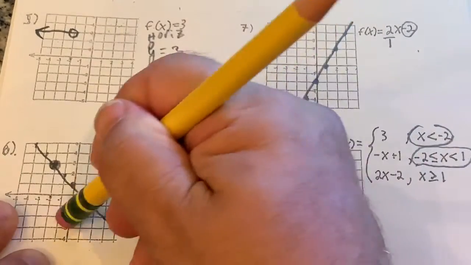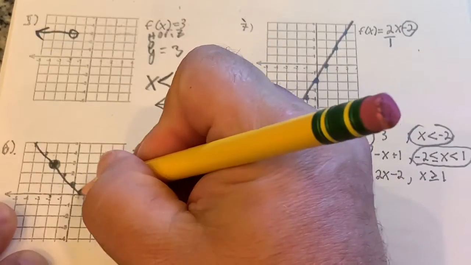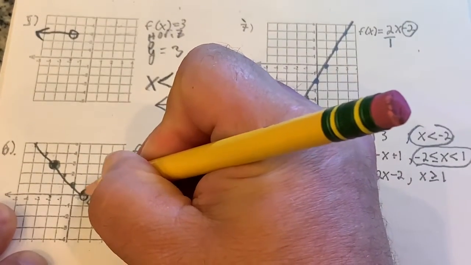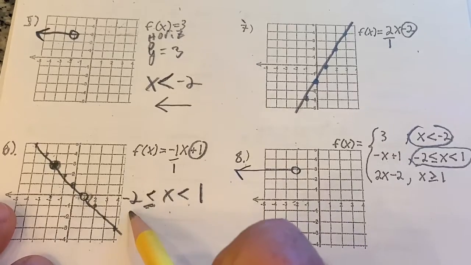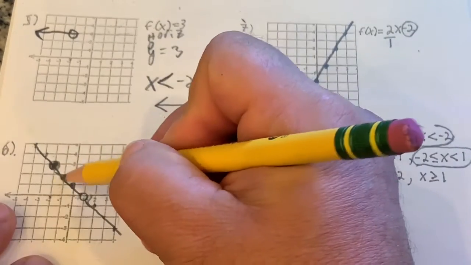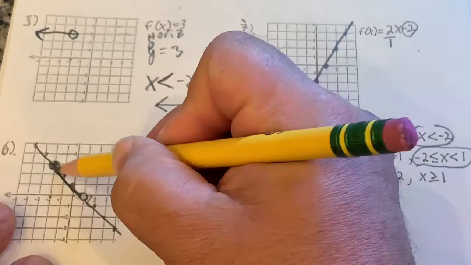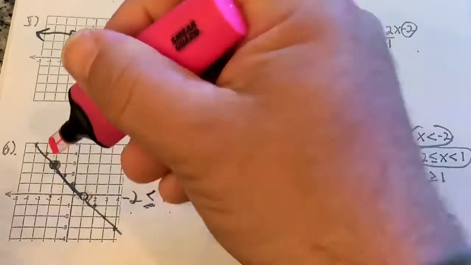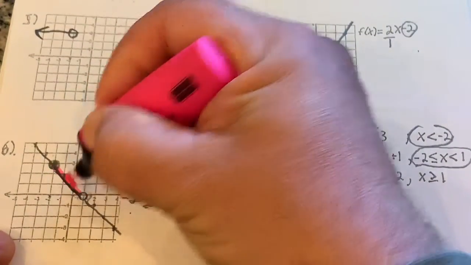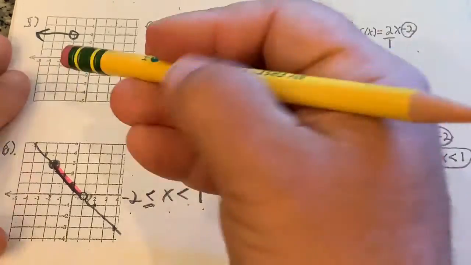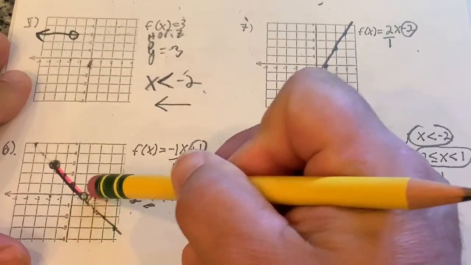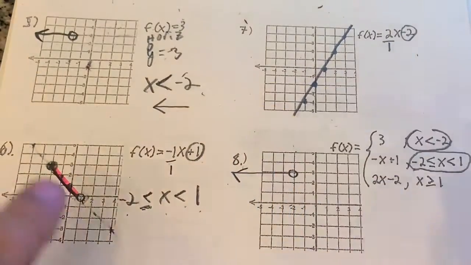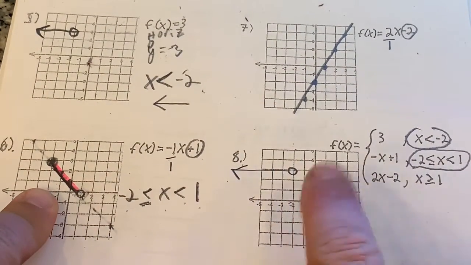In fact, I'm going to erase that dot that I put there as I was graphing it, just so I know that that's an open circle. This domain says it's between negative 2 and 1. So I'm only concerned about the piece that's between negative 2 and 1. Well, I might as well erase what's to the left of negative 2 and what's to the right of 1. And I want to take that piece and transfer it over to my final answer.